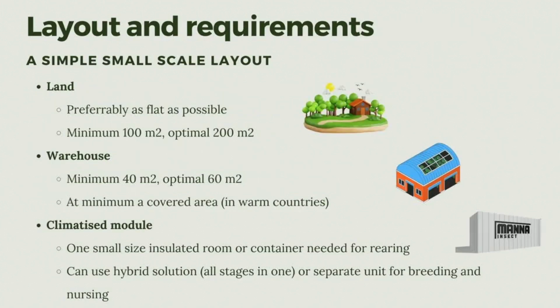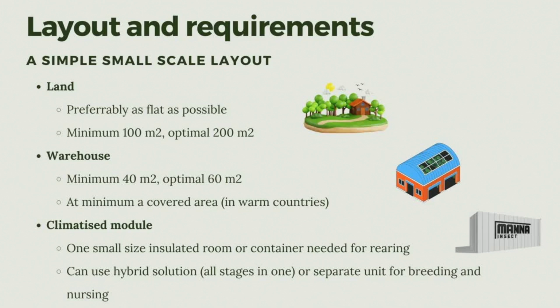When considering the land for your pilot farm, it's important to choose an area that is preferably as flat as possible. You'll need a minimum of 100 square meters, but an optimal size would be around 200 square meters to allow for growth and flexibility. For the warehouse, aim for a minimum of 40 square meters, with 60 square meters being the optimal size for small piloting and small operation.